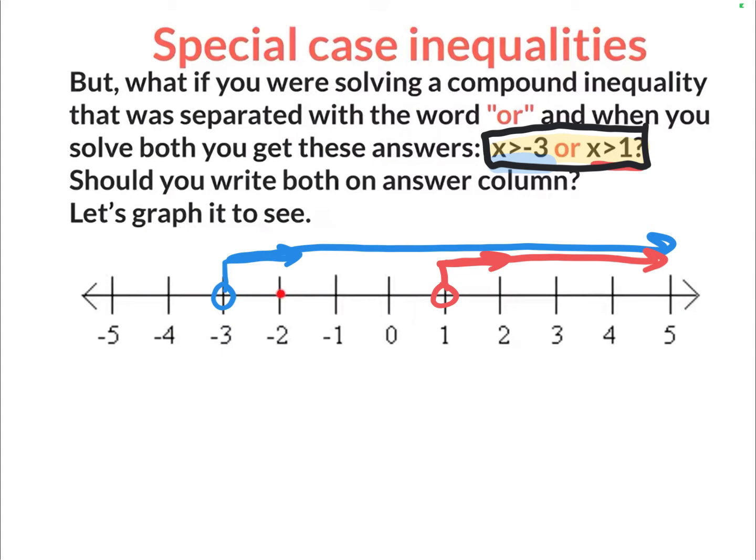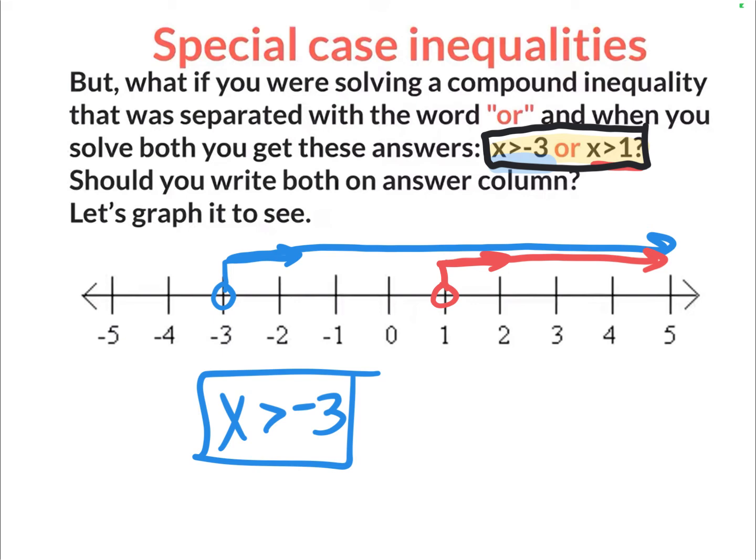How about -2? Does that satisfy this? What do you guys say? Does -2 satisfy x being greater than -3 or x being greater than 1? Yes, it does. It doesn't satisfy both, but it doesn't have to satisfy both, because the word or implies that it either works for one or the other, and at -2 it works for the blue one, and that's all we need. So the only real answer, even though this was our answer, the only real answer that we should show is that x is greater than -3, and that's it.